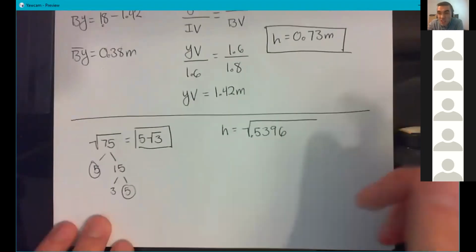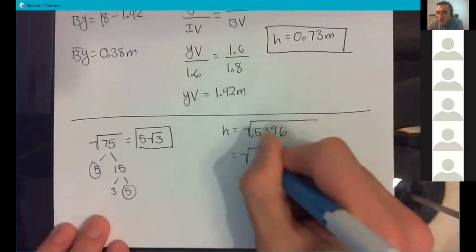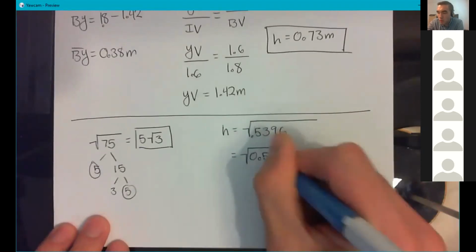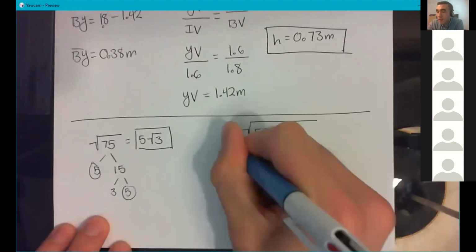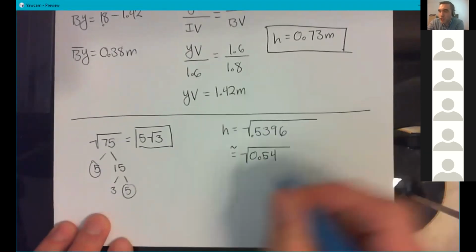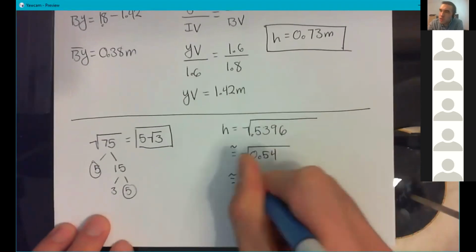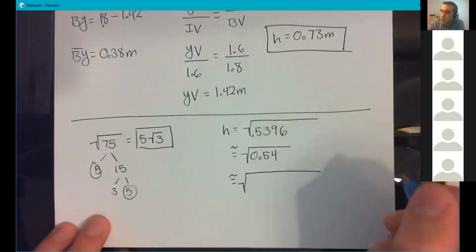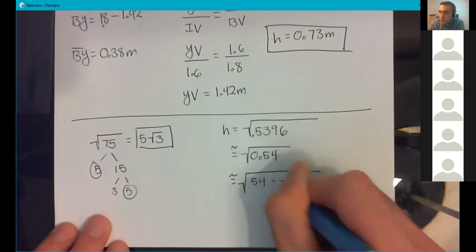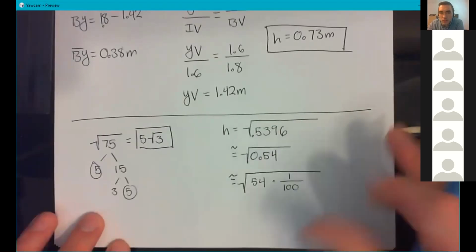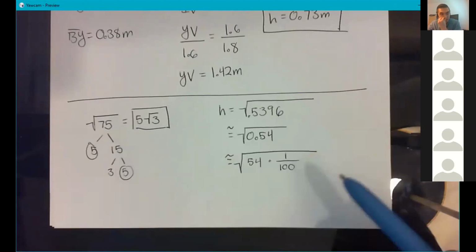Now, I could approximate this, and I could say that this is going to be equal to the square root of about 0.54. And now I'm going to break this up into a fraction. I'm going to say that this is approximately equal to, well, 0.54 is actually 54 divided by 100. Is that okay? So what's the square root of 1 divided by 100?